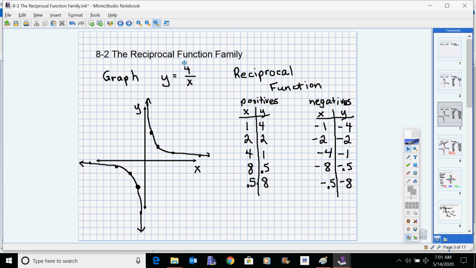Now this number up here is going to be very important to us very shortly. It shows how stretched out the graph is, and we'll get to that shortly.